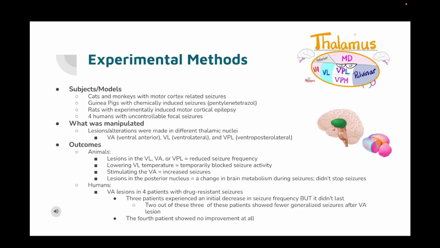The few different outcomes that occurred in animals: lesions in the VL, VA, or VPL reduced seizure frequency, lowering the VL temperature resulted in a temporary block of seizure activity, stimulating the VA increased seizures, and lesions in the posterior nucleus resulted in a change in brain metabolism during seizures, but did not stop the seizures.